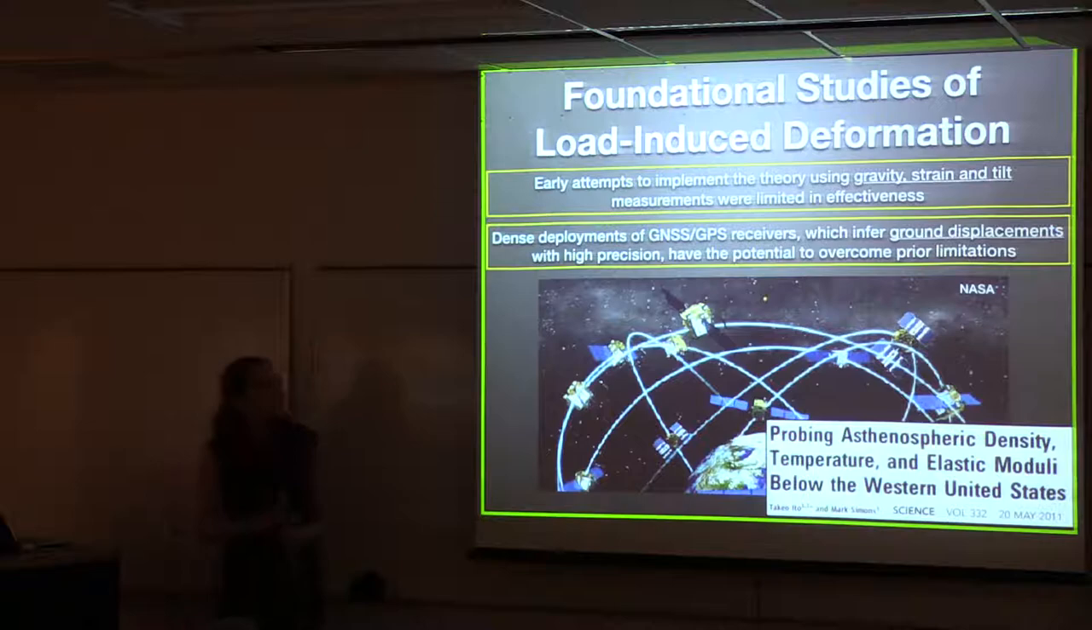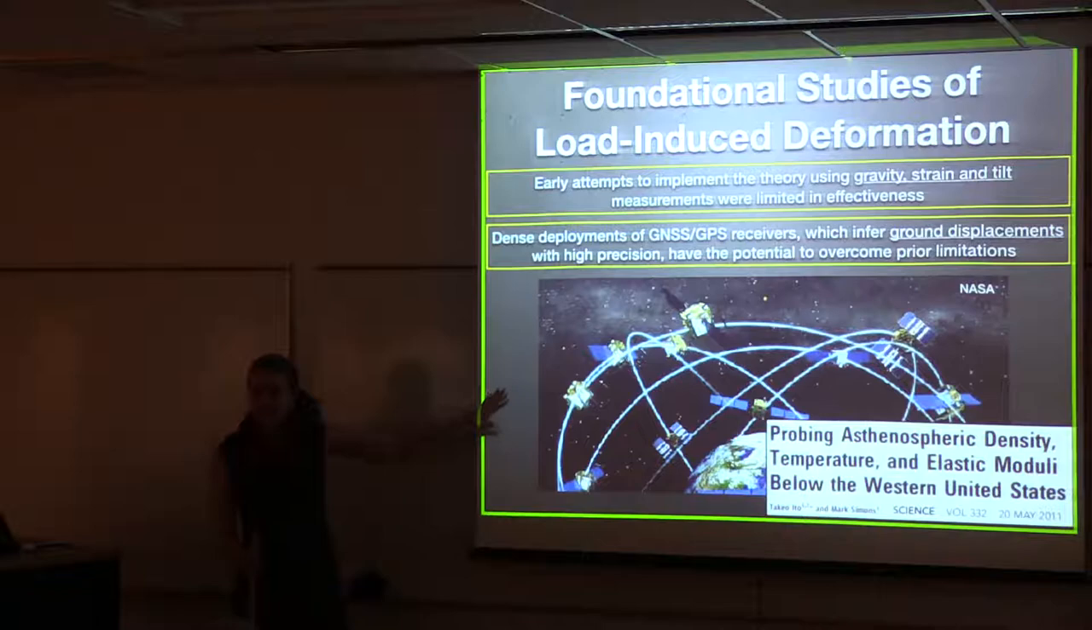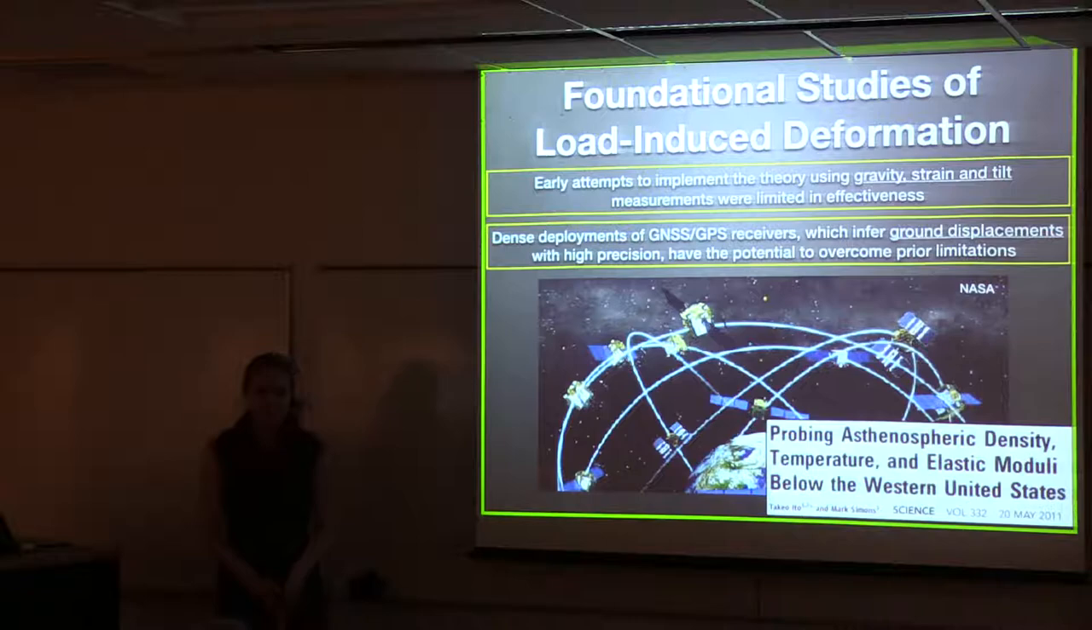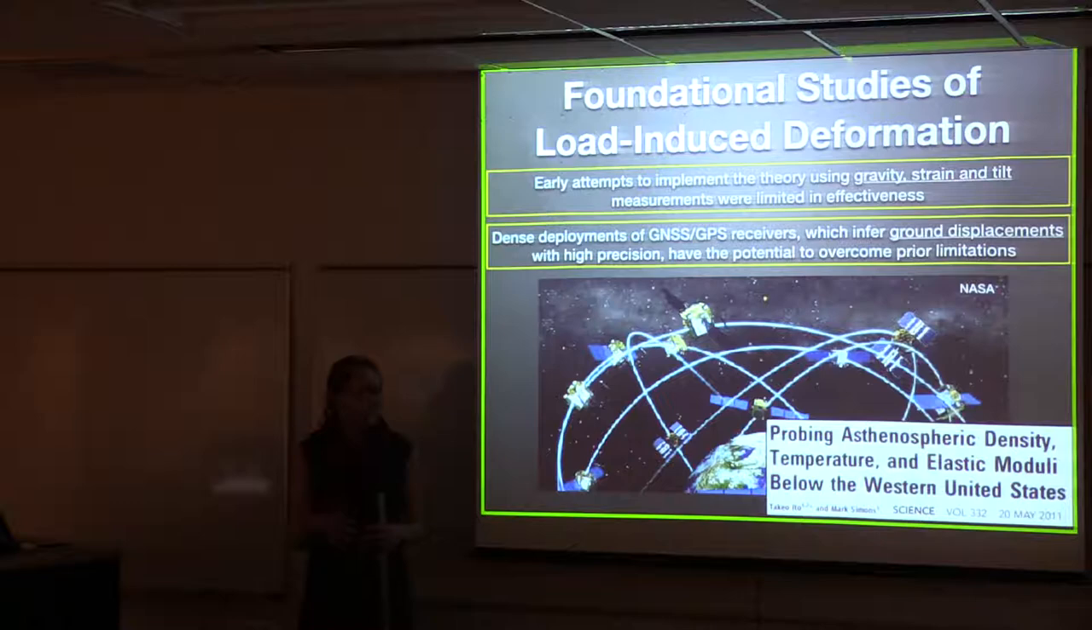And one of the first studies to do just that, using the GPS data as constraints to constrain allowable models for Earth structure, was by Takeo Ito and Mark Simons. Back in 2011, they published this in Science, and they used GPS observations of the M2 tide and how the Earth responds to M2 tidal loading in order to infer the crust and mantle structure in the western United States.